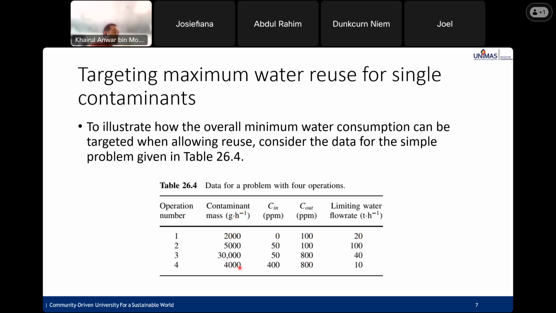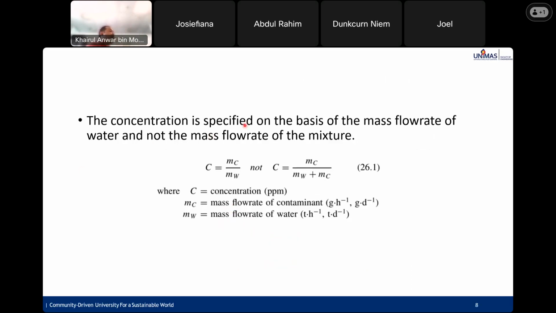It's similar. So here is 4,000 divided by 400 is 10. The concentration is specified on the basis of the mass flow rate of water and not the mass flow rate of the mixture. So C is equal to MC over MW. It's not C over the mixture, meaning MC over MW plus MC. In which C is the concentration in ppm. MC is the mass flow rate of contaminant, in gram per hour or gram per day. MW is the mass flow rate for water in ton per hour or ton per day. So make sure it is the same unit.